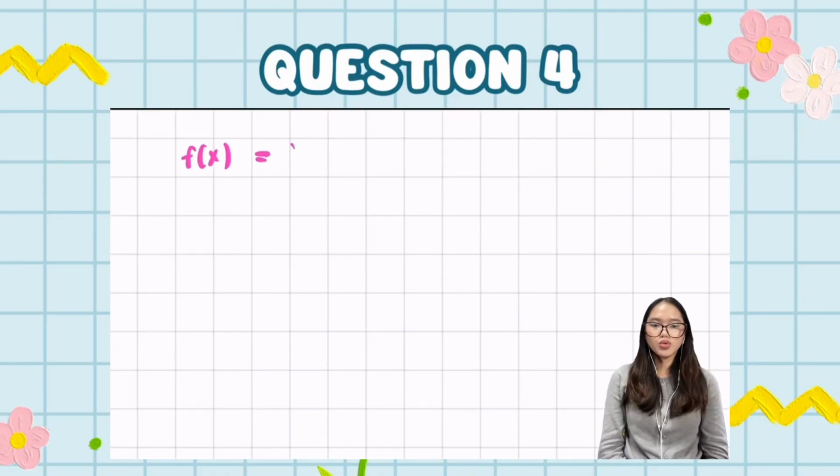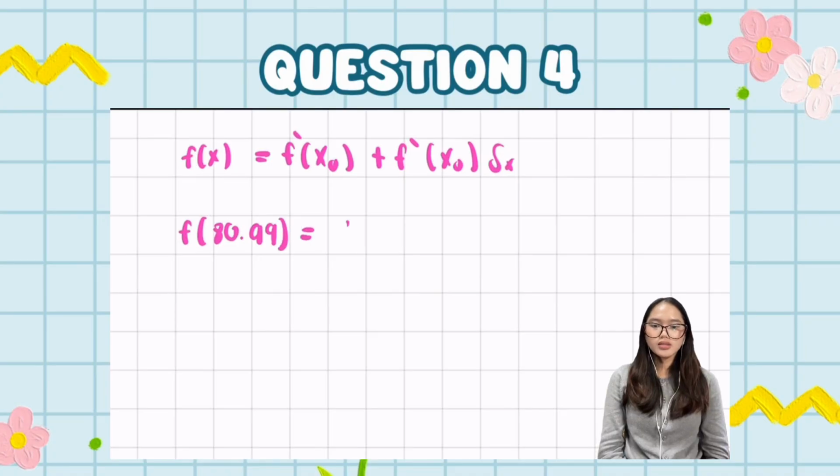Then we can use the formula for linear approximation, which is f(x) equal to f(x0) plus f prime (x0) multiplied with delta x. Then substitute the value of x0 into f(x) and f prime. Then we can solve the equation.